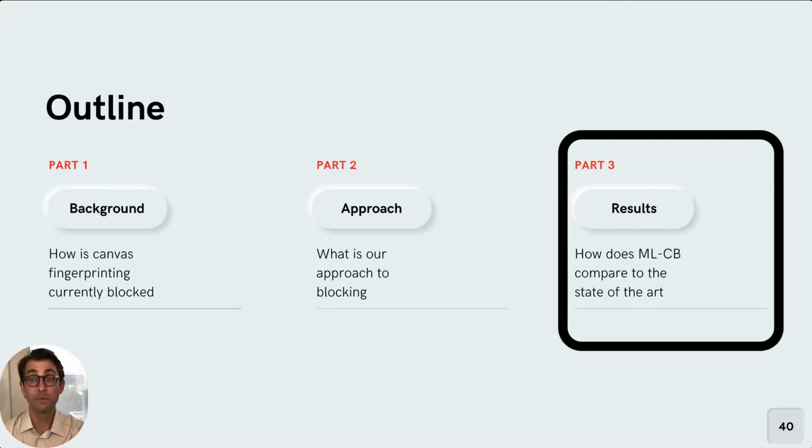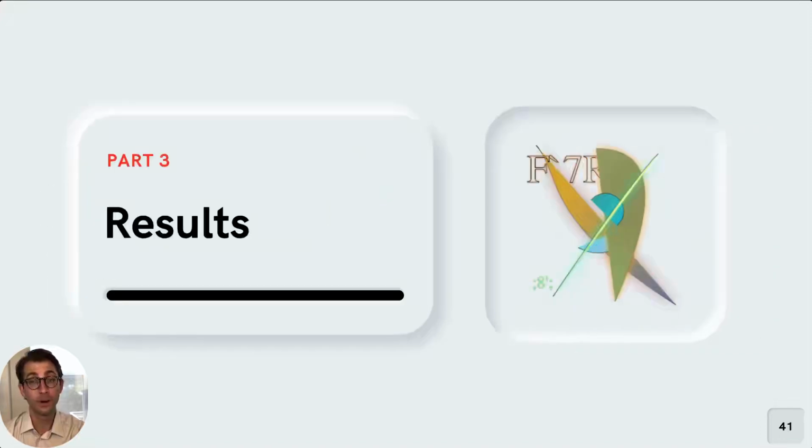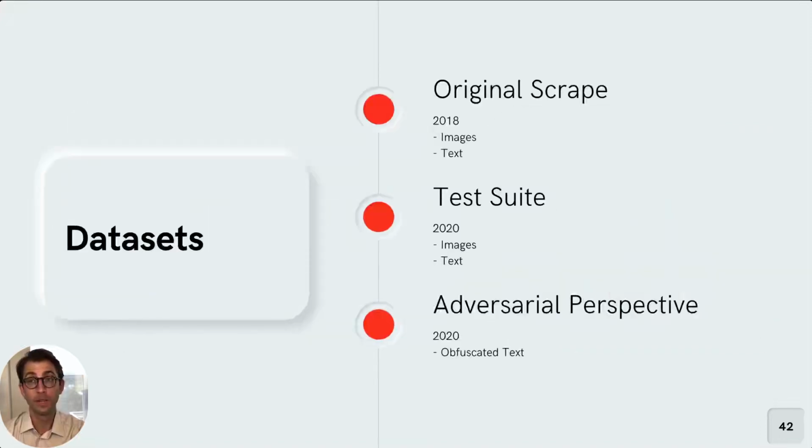Now let's turn to the performance of MLCB, how our models do when compared to the state of the art. As background, we dug deep into the performance of assessing our models on many different fronts. The first of those is our original scrape data. So here we have 2018 data, which is images and text. The second is our test suite data. We also have images and text, but this is from 2020.